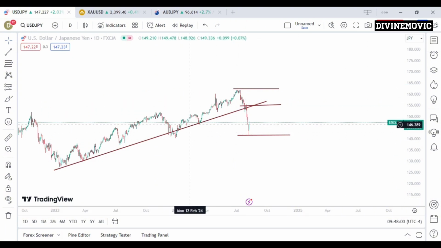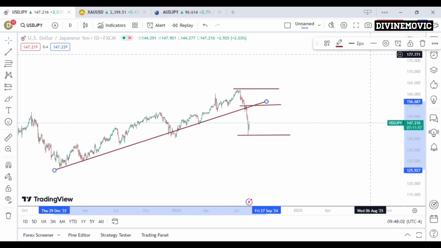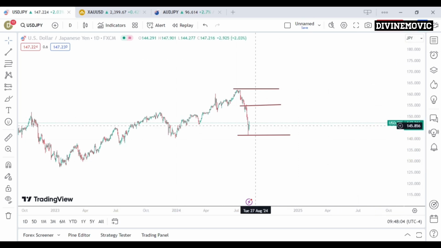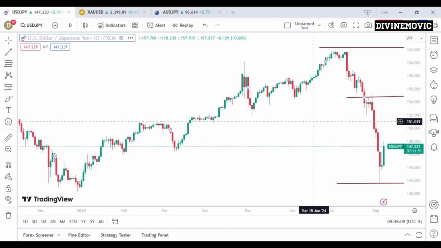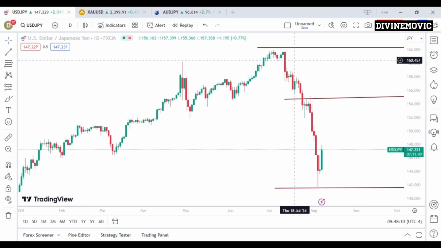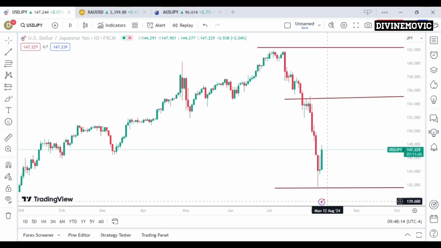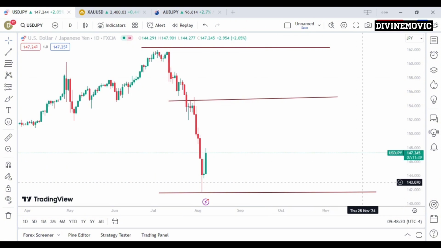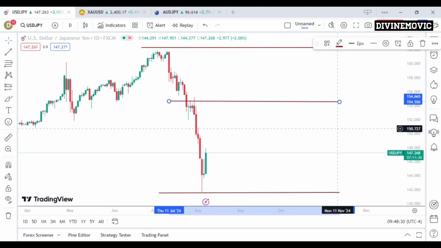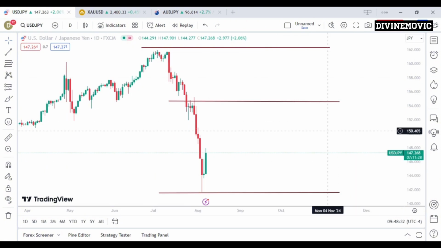Let me remove all this support and resistance we drew earlier on. So my concern now is simply what price did from this point to this point and from this point to this point. Then I can understand what to do next or where to go from here. I want to understand that by understanding market structure, what structure the price creates, and I want to identify that on the 4 hour time frame.